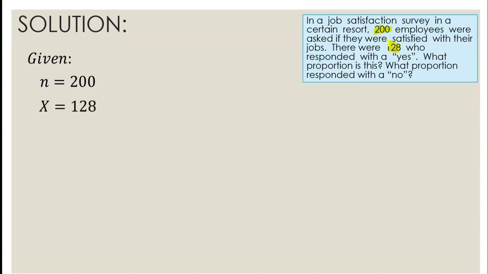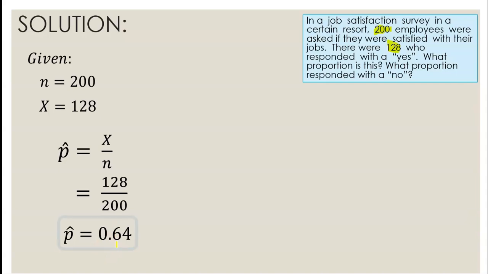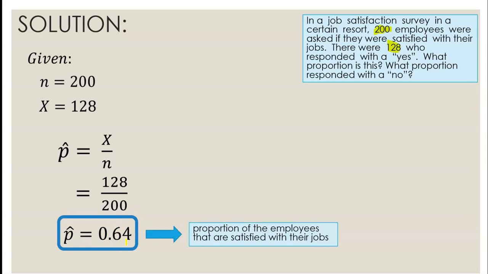Now solving for the sample proportion, we use the formula P hat is equal to X over N. So we will simply substitute the values of X and N. X is 128 and N is equal to 200. So that is equal to 128 divided by 200. 128 divided by 200 is 0.64. Hence, our sample proportion is 0.64. This represents the proportion of the employees that are satisfied with their jobs.